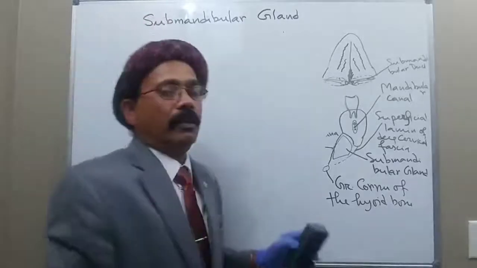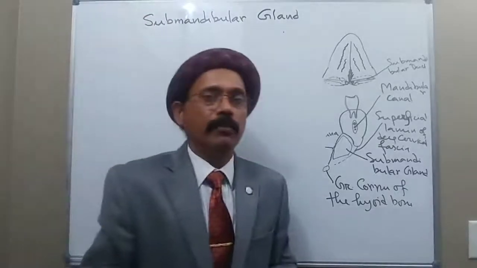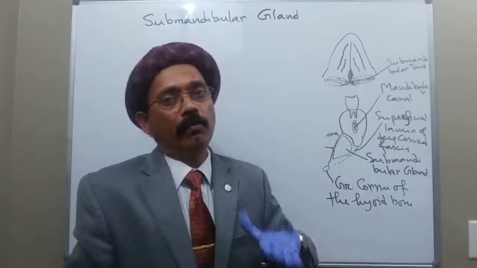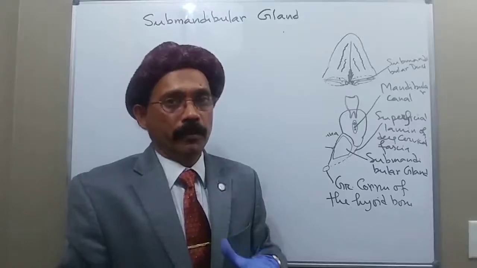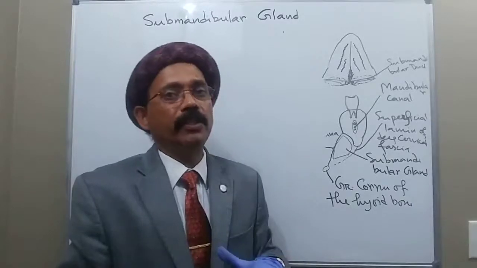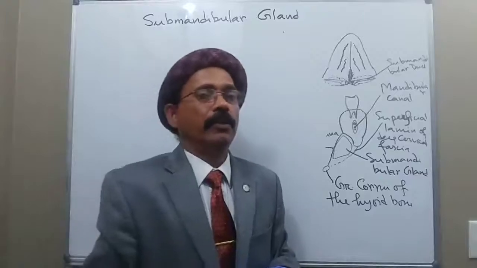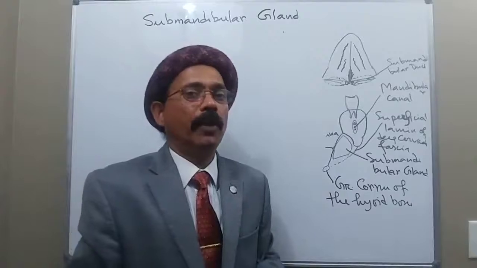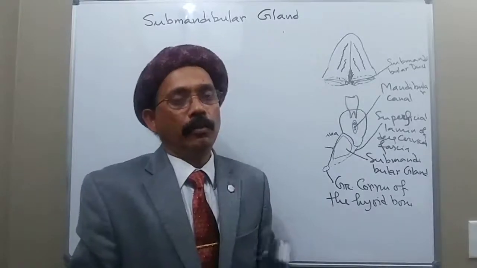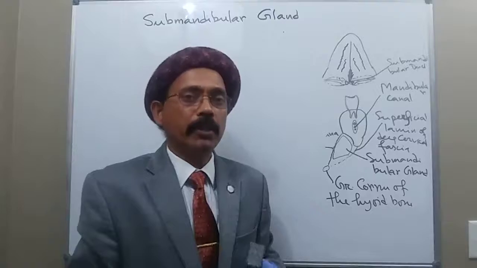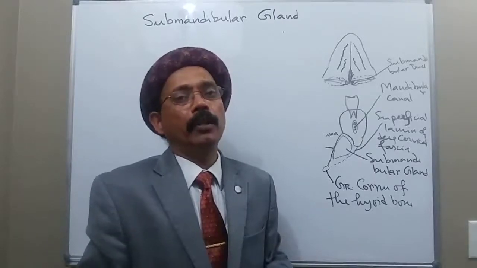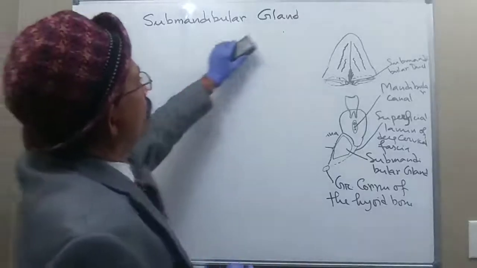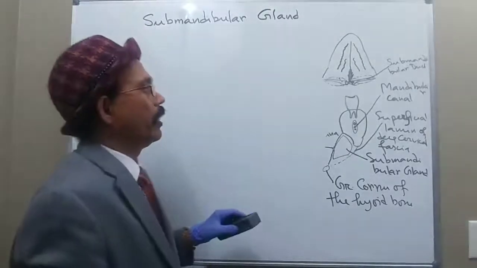Let us summarize again. The submandibular gland has two parts, a deep part and a superficial part. The deep part is actually superior to the mylohyoid muscle. The superficial part is the larger part, and it is in the digastric triangle. The submandibular duct opens at the floor of the mouth near the lower part of the frenulum of the tongue, on the sublingual caruncle. Okay, we got the submandibular gland.